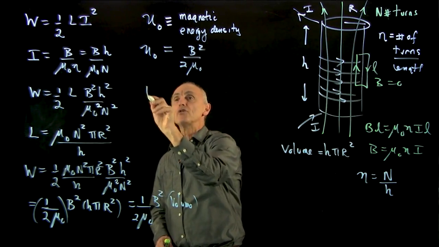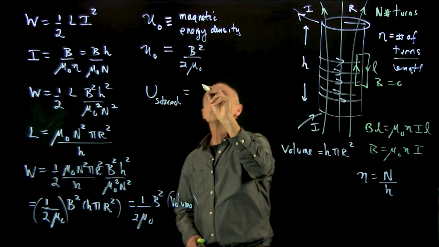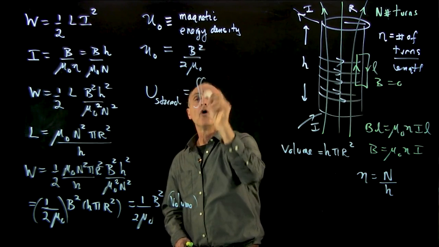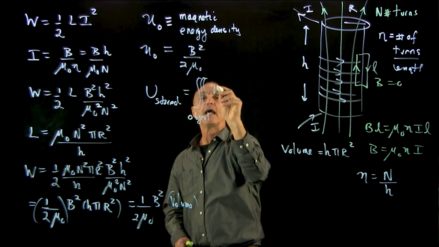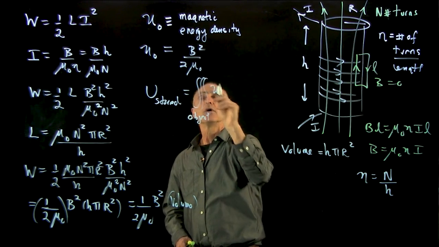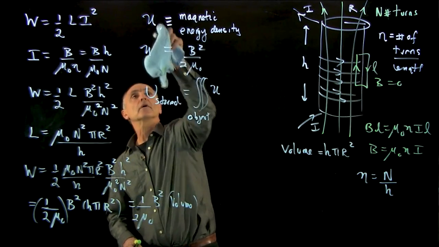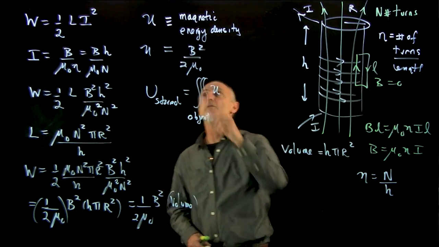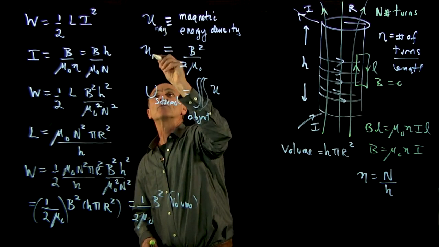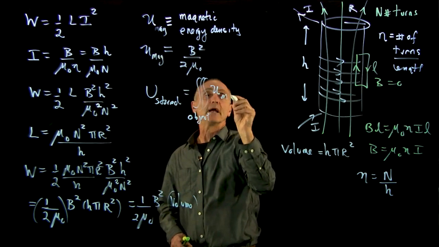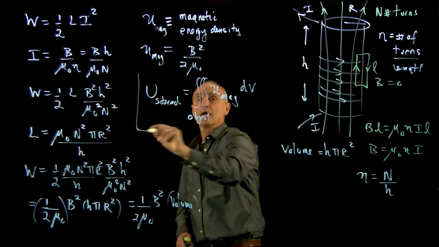And our total energy stored in a magnetic field is the integral over the object, where there's non-zero magnetic field, of the energy density, u. We don't need a mu naught here. That will just make life a little bit complicated. What we should really say is u magnetic, to distinguish from electric energy density. So we have the magnetic energy density integrated over the volume of the object.